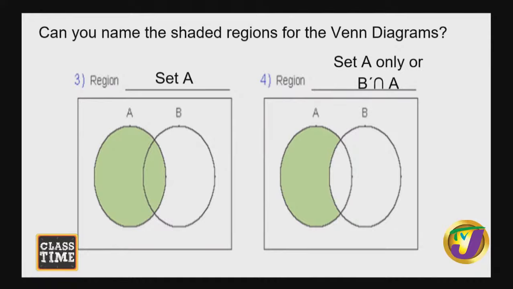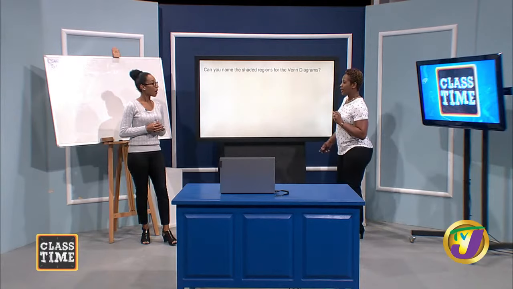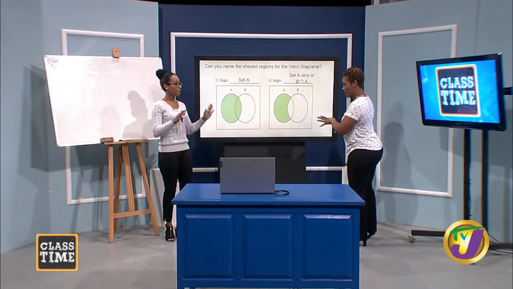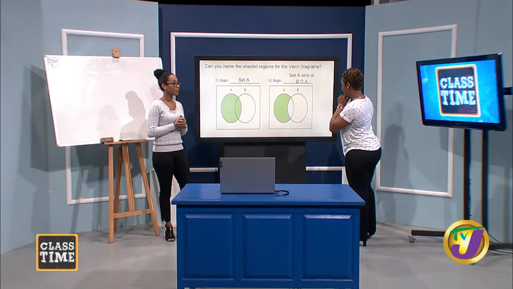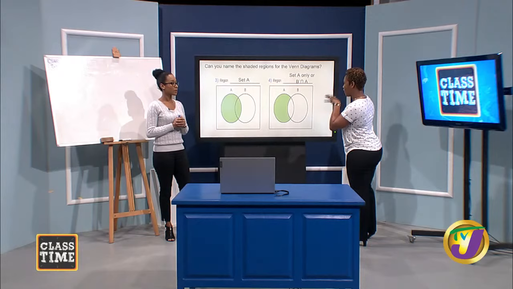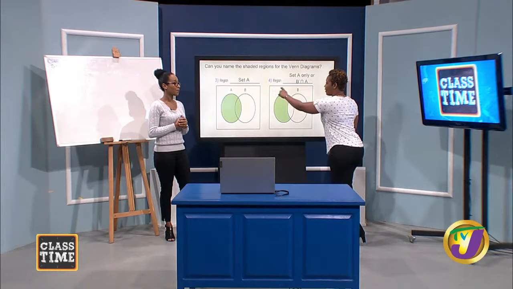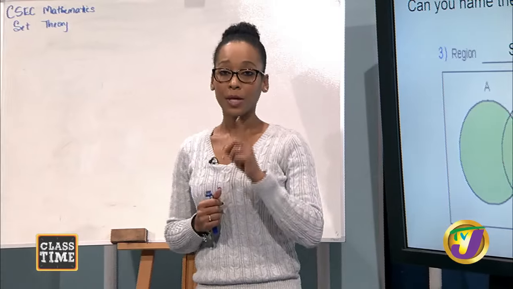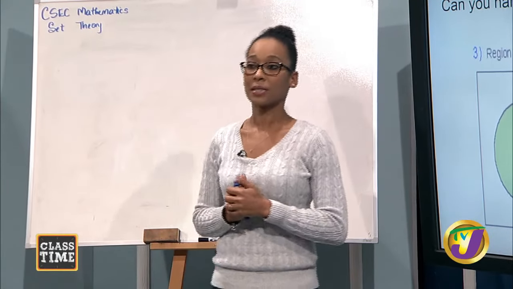So guess what? We would have thought about the complement. Let us look back at that. B complement would have been everything outside of B, right? But then it says intersect with A. So although this in the rectangle would be outside of B, because it's intersecting with A, it has to be something that is common. All right, but we're going to take a quick break and we'll be right back with more mathematics.